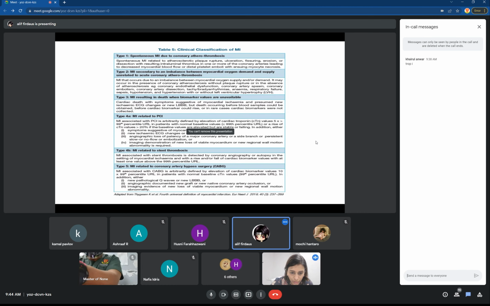Siapa ni Mochi Hantaro ni? Mochi. Imbalance between myocardial oxygen demand and What else? Can I have an example for type 2 MI? Pulmonary respiratory problem. Pulmonary respiratory contohnya sayang.